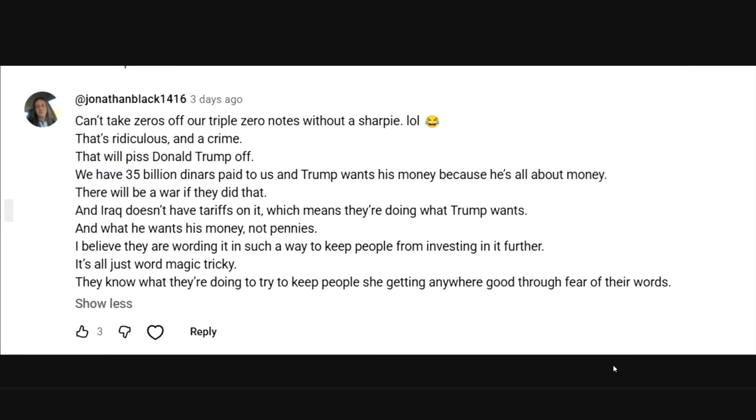Can't take zeros off our notes without a Sharpie. That's funny. That's ridiculous and a crime. Yeah, it is. Defacing currency is actually a crime here in the United States. I don't know about in Iraq. That will piss Donald Trump off. Why would that piss Donald Trump off? They are a sovereign nation. They have their own freedom to do what they want. Trump has nothing to do with it whatsoever.